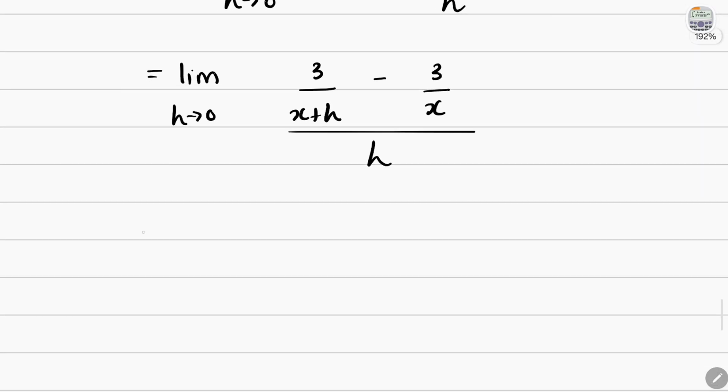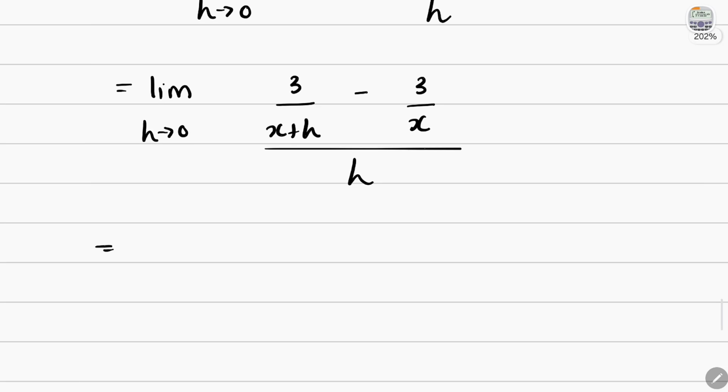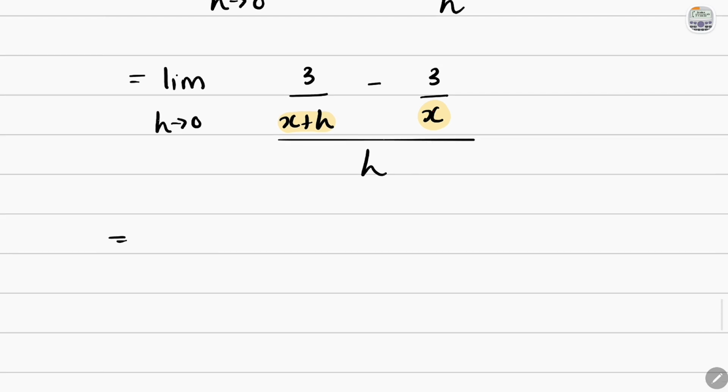Okay, so we have a fraction in the numerator that we have to simplify. Do you see that in this fraction, the denominator here is x plus h, and here the denominator is x. So we're going to have to make the denominators the same so that we can actually subtract them, because in order to add or subtract fractions, your denominators need to be the same. Okay, so they need to be equivalent fractions.